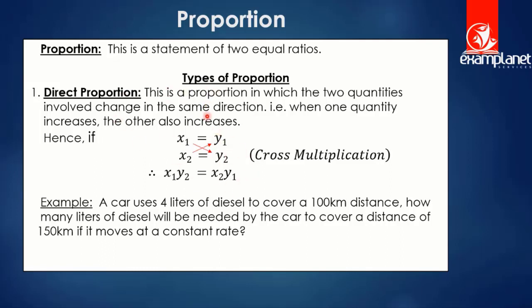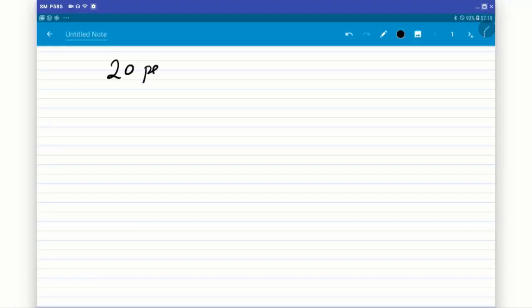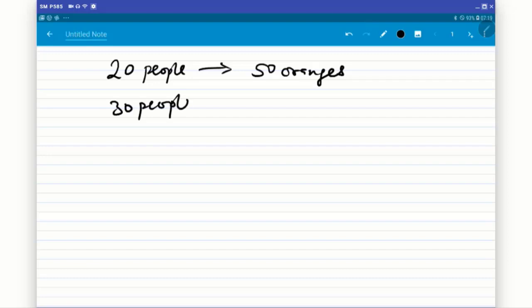Like for instance, if you imagine that you will feed 20 people with 50 oranges, 20 people will require 50 oranges. Now imagine if you have to increase the people to 30, and they take oranges the same way, at the same rate. Do we need more than 50 or less than 50? It's obvious you're going to need more oranges than 50. So if you increase the number of people, you have to increase the number of oranges you supply. That is what we call a direct proportion.